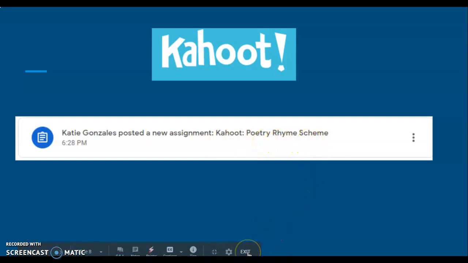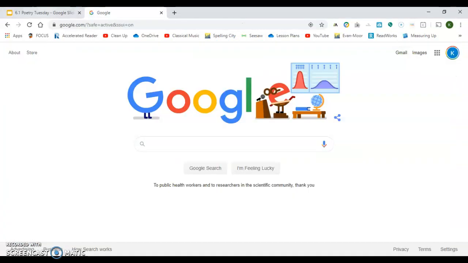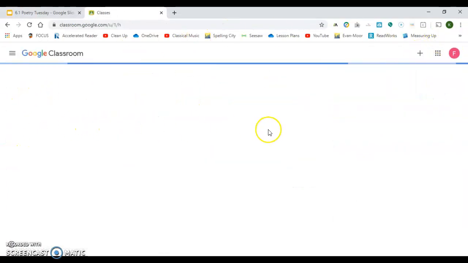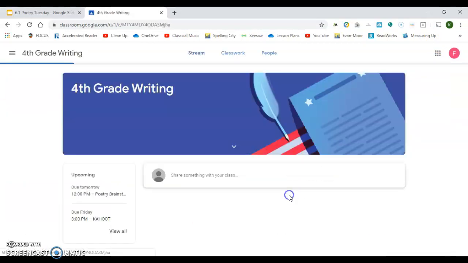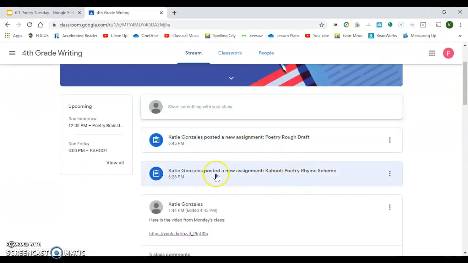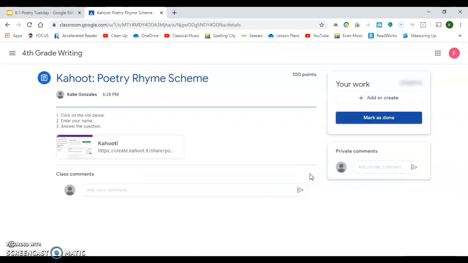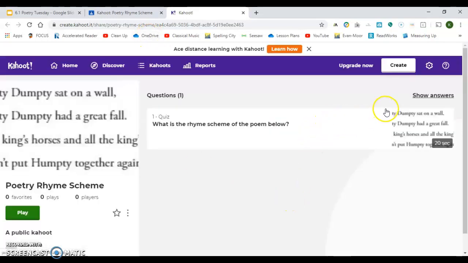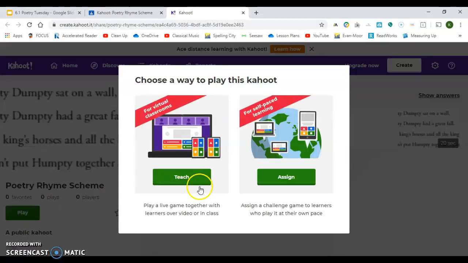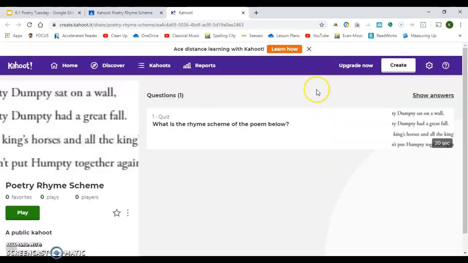Okay, let me show you what it will look like. Okay, you're going to go to your account, classroom, writing class, and it should be on your page. You can click on it, click on the Kahoot, and click play when you're ready. And you're going to answer a question. Okay, go ahead and do that now.